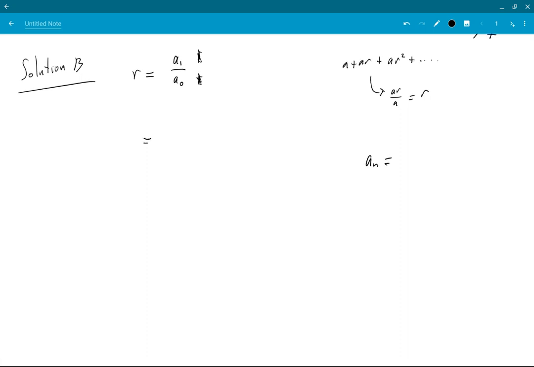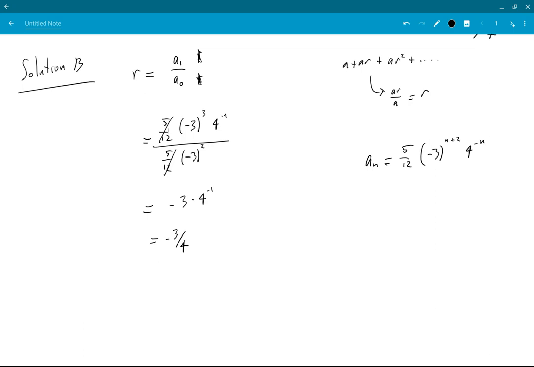So if I'm trying to find r, and I'm convinced that I have a geometric series to begin with, let's copy down a_n over here so we have something to look at. a_n is 5 over 12, the original form. So a_1 would be 5 over 12 times minus 3 to the 1 plus 2, over 4 to the 1 (not 4 to the n as above). All over a_0, 5 over 12 times minus 3 squared, and then 4 to the 0, which is just 1. Okay, and you can see this is minus 3 times 4 to the minus 1, which is minus 3 over 4. So that's very quick to find r.